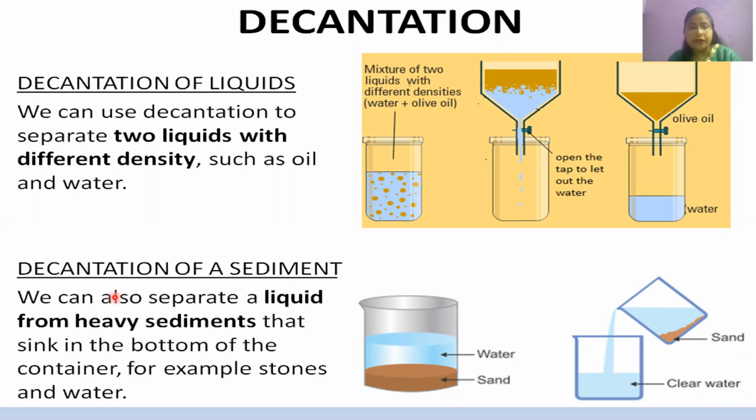Decantation of sediment: we can also separate a liquid from heavy sediment that sinks to the bottom of the container. For example, sand and water. You can see this is sand and water. We have already done the sedimentation method. Now we will do the decantation method, that is, the clear water is in one beaker and the sand is in another beaker.